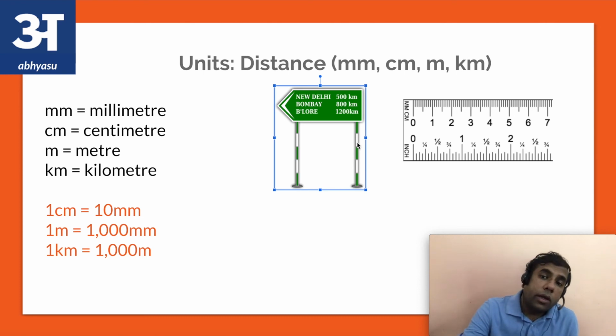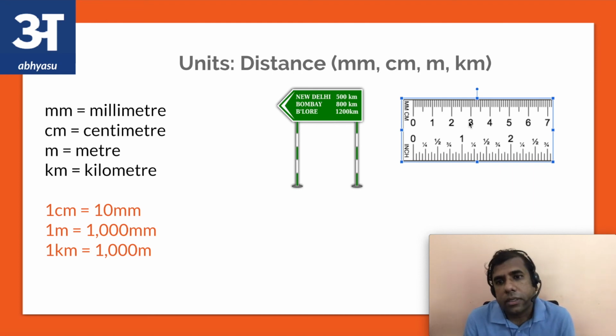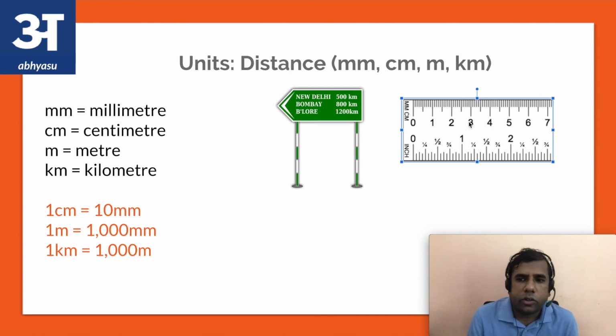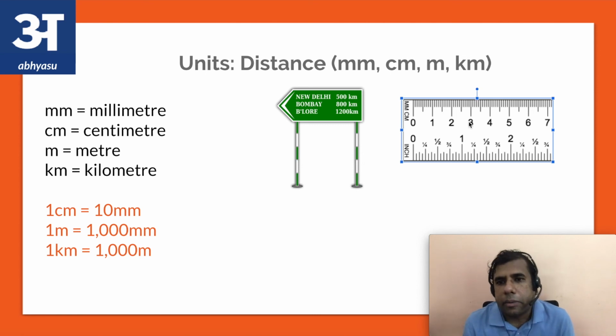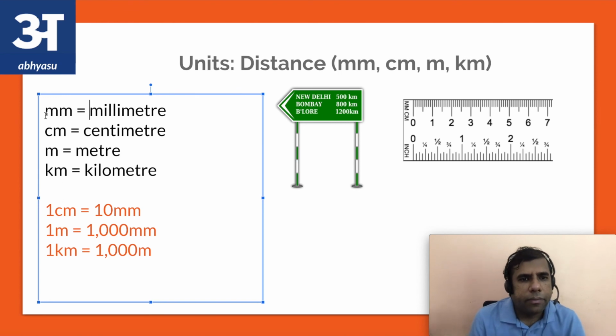You have a ruler that you use, which is there in your compass box, and it has markings such as millimeters and centimeters. It also has inches, although we are not going to study inches today, but it has millimeters as well as centimeters clearly marked over there. There are also short forms used for these particular units. Mm is millimeter, cm is centimeter, m is meter, as well as km is kilometer. So these are the short forms you'll see.